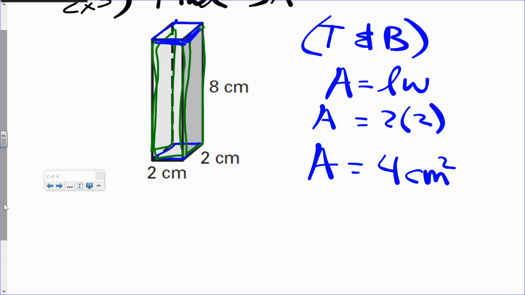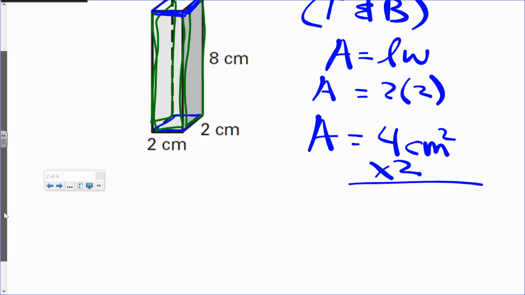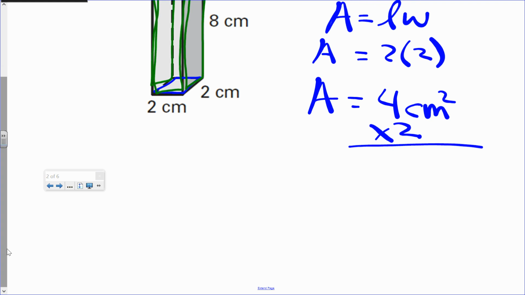I just found the area of one of the faces on top or bottom. Take your pick. They're the same. So if I want the total area of the top and bottom, there's 2 of them that are 4 square centimeters, right? So I'm going to multiply this by 2 because top and bottom, they're both 4 square centimeters. So the top and bottom area then, the top and bottom surface area, is going to be 8 square centimeters.